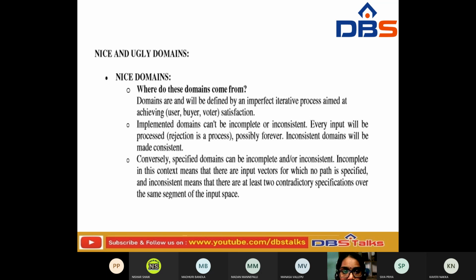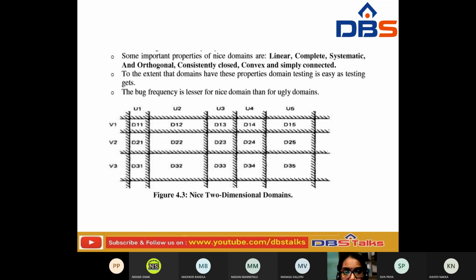These are some of the properties of nice domains. When can we say it is a nice domain? It should be linear, complete, systematic, orthogonal, consistently closed, convex, and simply connected. These are the properties that should be maintained by a nice domain.